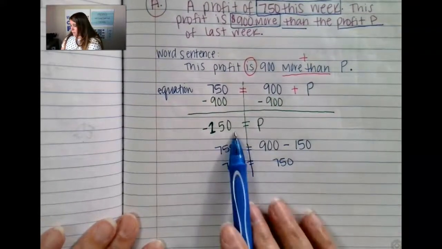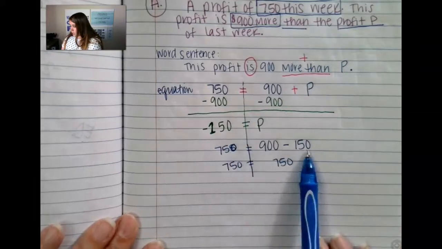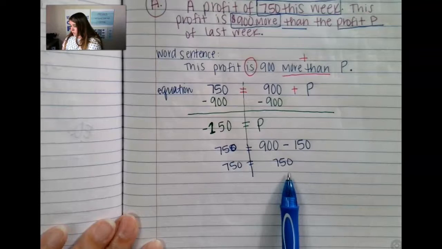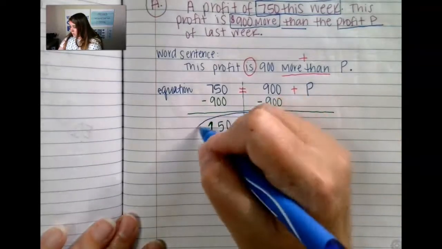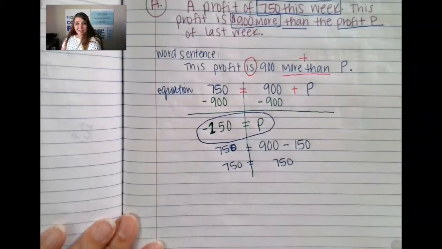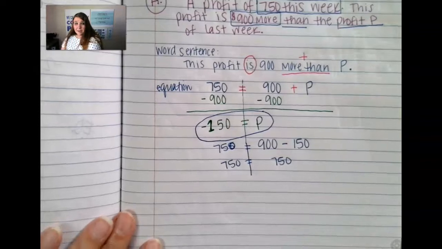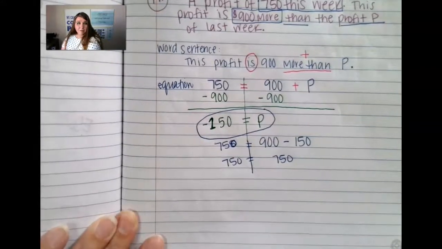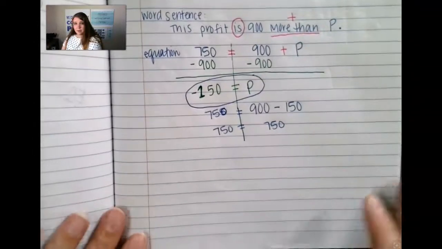So we had negative 150 when we checked it back out. It equaled 750 is equal to 750. So negative 150, that is the profit. That means that they probably paid their skydive team money, and their team didn't have anybody skydiving last week. All right, let's do another problem.